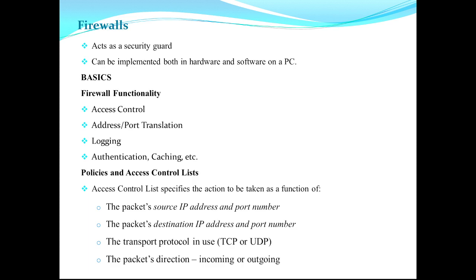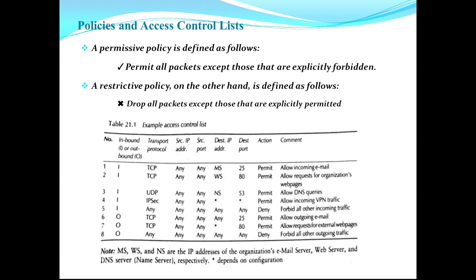Next, the access control list specifies some actions. These high level policies are translated into a set of rules. So what are the different actions? It checks the packet's source IP address and port number, the packet's destination IP address and port number, the transport protocol being used, TCP or UDP, and the packet's direction, whether it is incoming traffic or outgoing traffic.